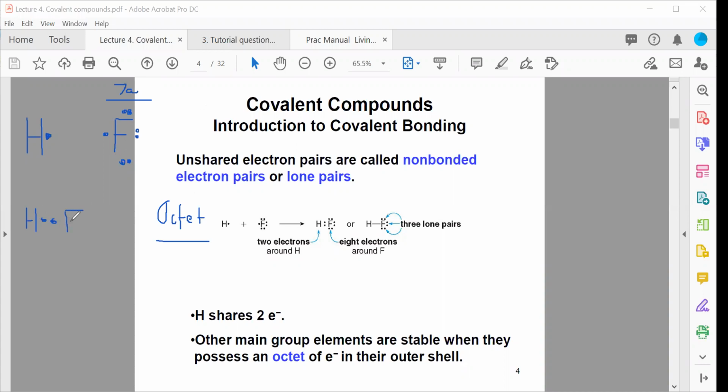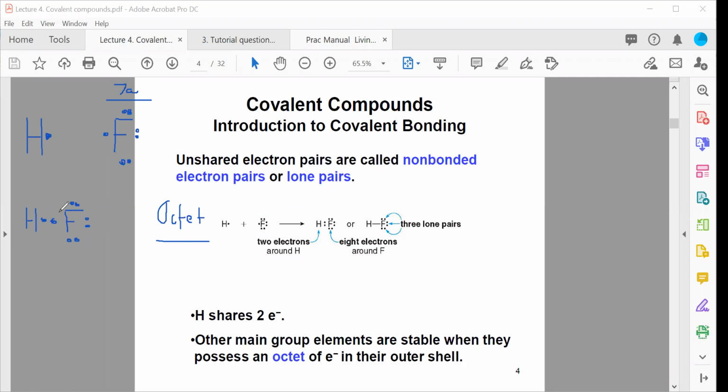By sharing one of its electrons with the electron from hydrogen. It will share one of its electrons. Now let me just draw this. Okay, now let me just get a different colour.